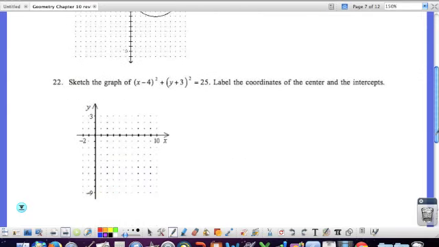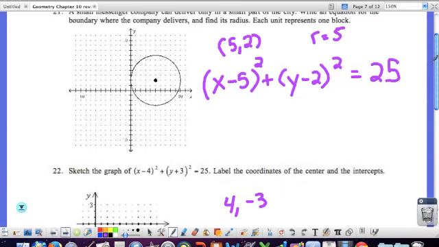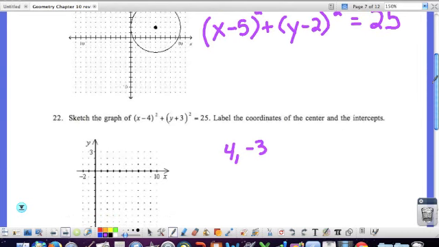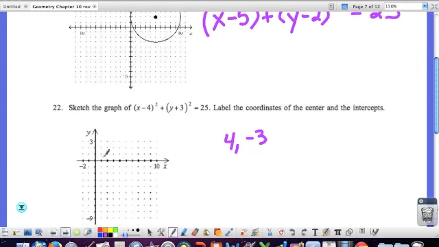For the next one, the center of the circle is going to be at 4, -3. Okay? So 4, -3. This radius squared is 25, so the radius is 5. So 5 to the right, 5 to the left, 5 up, 5 down.